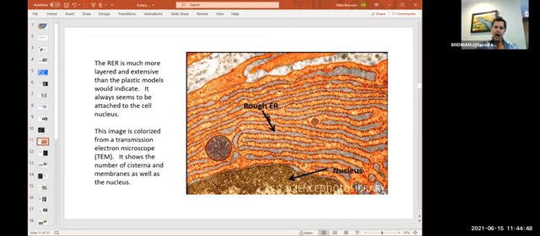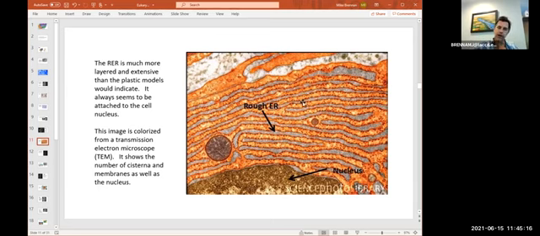Okay, so we have the rough ER here. It's like 1, 2, 3, 4, 5, 6, 7, 8, 9, 10, 11, 12 layers just in this little tiny part of the cell here. We have a cell nucleus. And the thing about the RER is it's always very intimately, tightly associated with the cell nucleus, like it's attached to it, just stuck right on the outside of it.